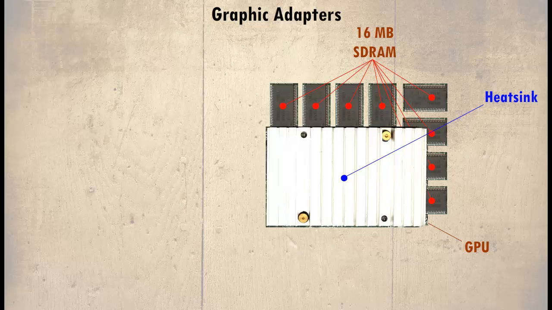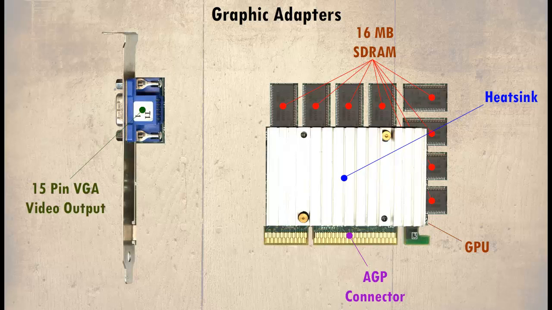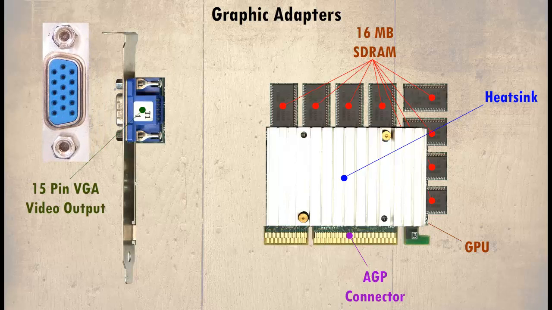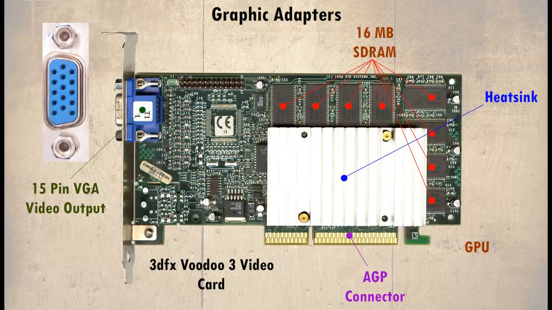As it will be plugged into the motherboard, it will need some sort of connector. In our example, it will be AGP. Of course, it will have to have an output that can be connected to a monitor, so a 15-pin VGA video output will be included. Now we add the rest of the circuitry. This is the 3dfx Voodoo 3 video card.